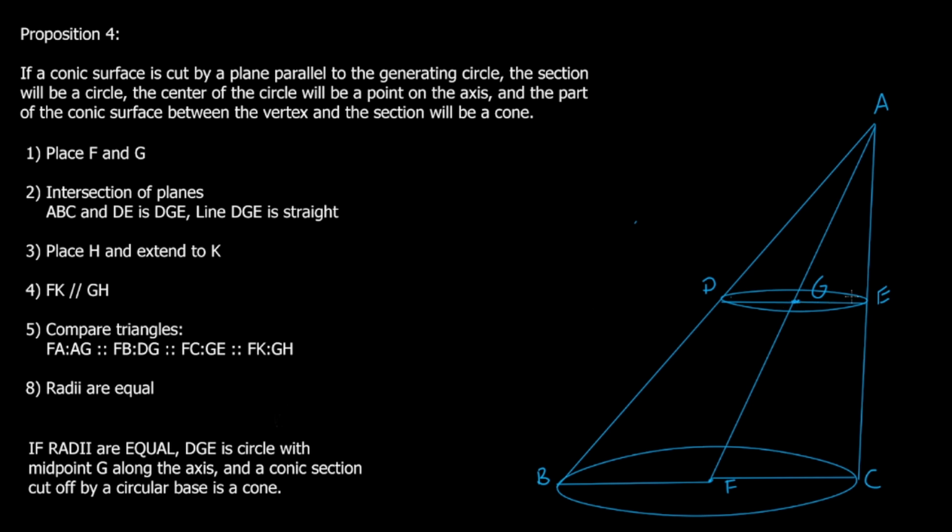Now we've connected those separately, but what we can say about DGE is that we do actually know that it is a straight line. The reason is that we've created this triangle here, ABC, and this triangle represents a plane. And the cutting plane and the section of the cutting plane, DE, also represents a plane. And we know that if two planes cross, the section between them is a straight line. So we're on this step, line DGE is straight.